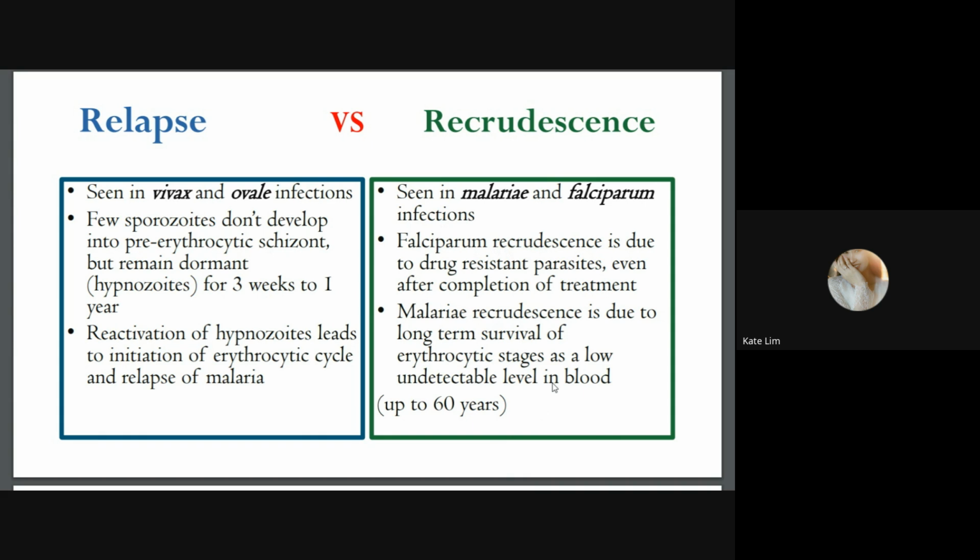So this is the difference between your relapse and your recrudescence infection. Again, relapse is very common to vivax and ovale. Hypnozoites remain dormant in the liver, and when reactivated, they cause a relapse infection, and this may happen weeks to years later. While recrudescence is very common to malariae and falciparum. Plasmodium falciparum recrudescence persists due to drug resistance, while Plasmodium malariae survives in low levels in the blood for decades, up to 60 years. So that is the main difference between these two infections.